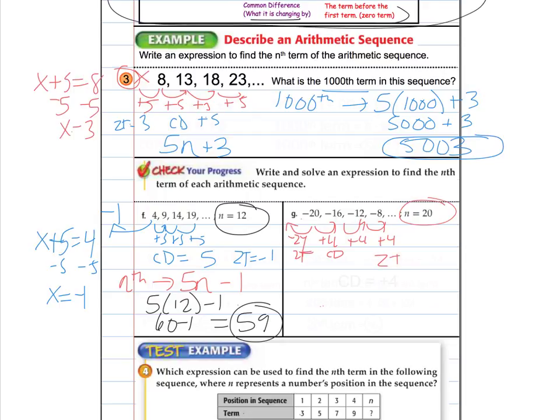So with a zero term of -24 and a common difference of +4, the formula I'd use, or expression rather, would be 4 times the nth term minus 24, or plus a -24. And I'm looking for the 20th term. So 4 times 20 minus 24. 80 minus 24 for a value of 56. Ta-da!